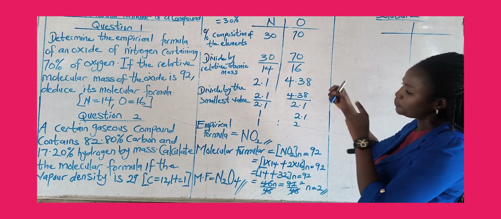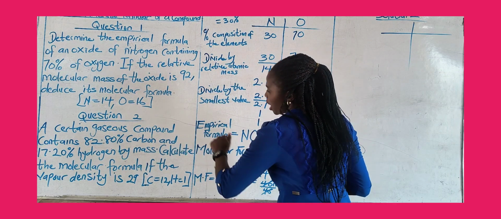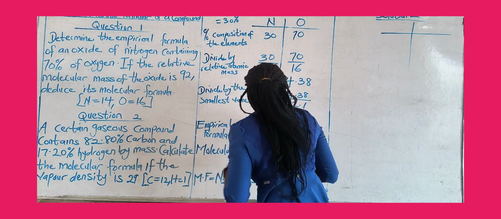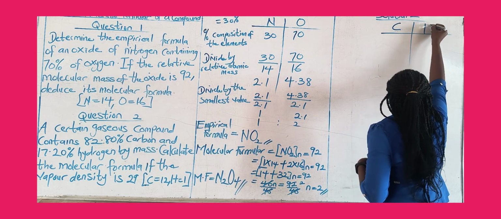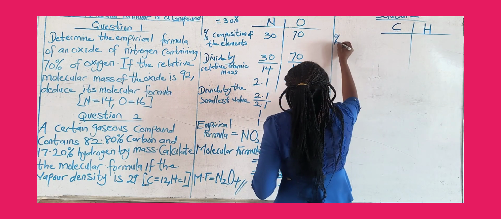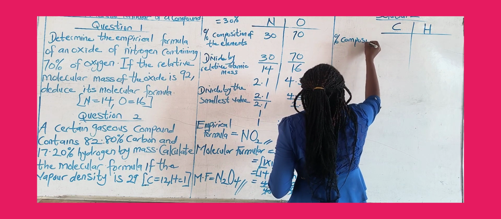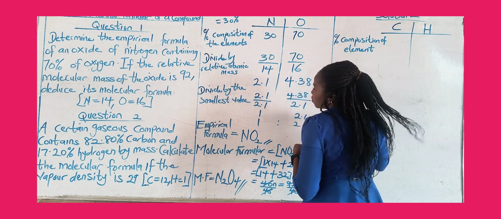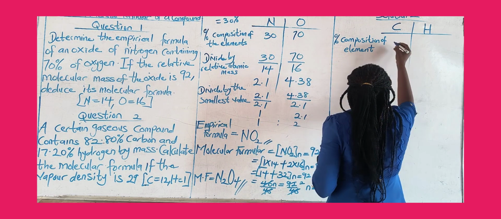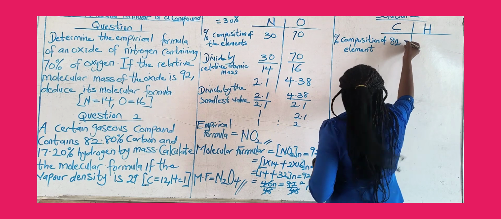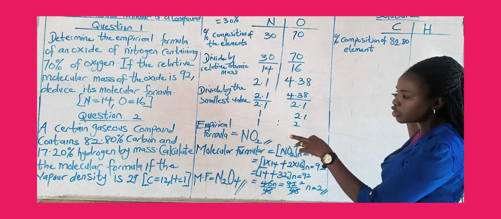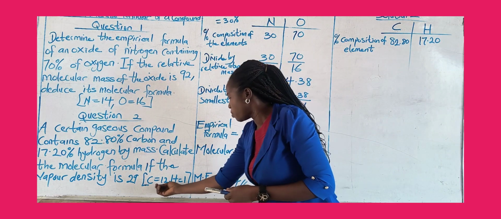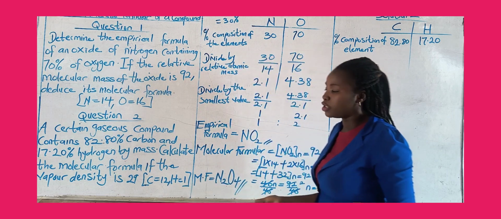Now, the first thing you have to do is look at it. You are given the elements here, which are carbon and hydrogen. So we use the symbols C and H, followed by the percentage composition of the elements. That of carbon is 82.80, and that of hydrogen is 17.20. And you also give the relative atomic mass. Carbon is 12, hydrogen is 1. You are given that in the question.